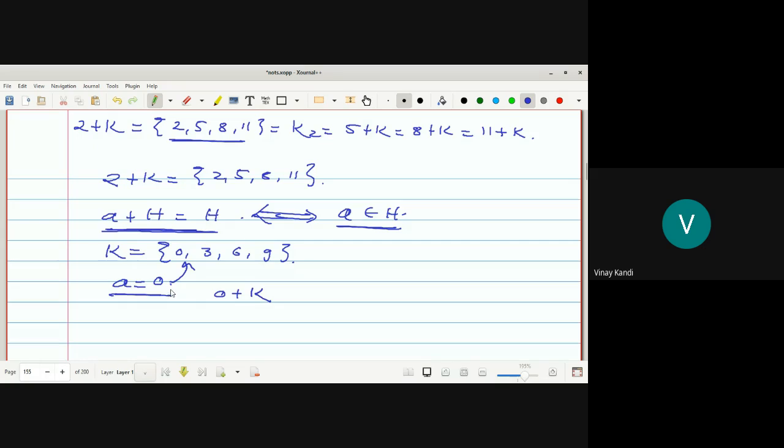Now we have to show that a plus h is equal to h. What is k plus 0? Add 0 to each and every element of k. Does anything change? 0, 3, 6, 9, which is equal to k. Did you get it? 0 plus k is equal to k. Okay, any doubt?